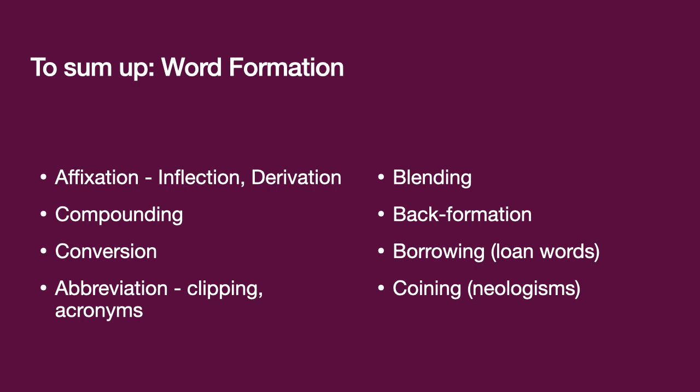Then there is blending, where you first clip two words. You use half of one word and half of the other word, you blend them together, you mix them together, you put them together to create a new word. That is blending. Back formation is when you take a longer word and you remove a part of that word which looks like an affix but actually isn't. Then borrowing is when you acquire loan words from a different language, and coining is when you create new words in order to refer to new ideas or concepts or inventions. So that's all about word formation for now.